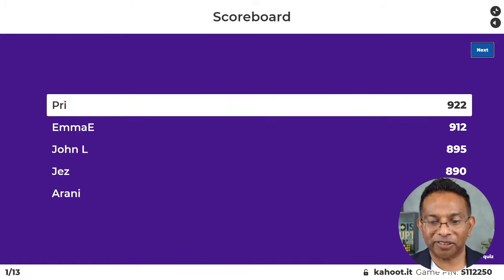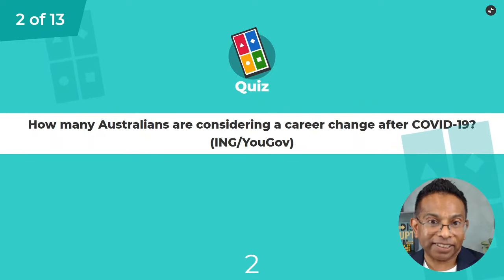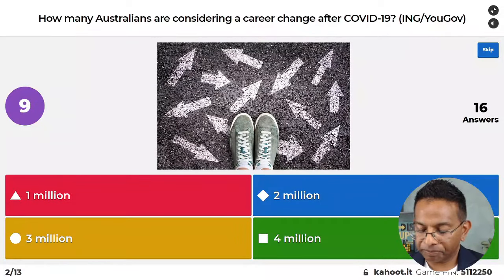Okay, so let's go to a slightly more relevant question around this. Okay, so the next question is like this survey was done about 2 or 3 months ago, looking at Australians looking at a career change, not just a job change, but a career change post-COVID-19.